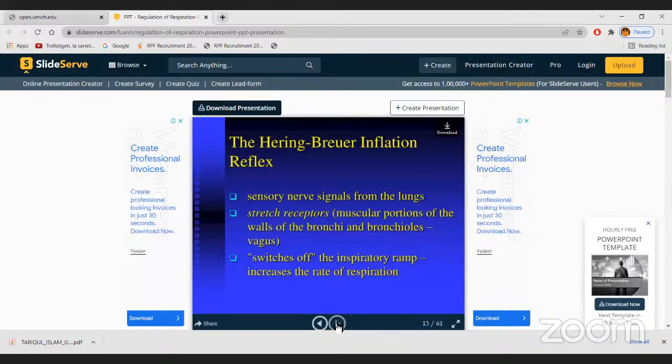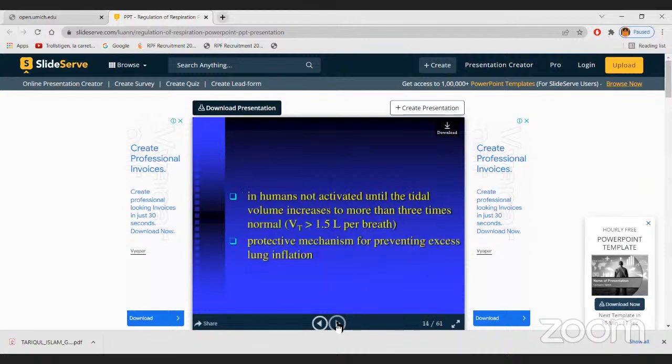Hearing, Hering-Breuer inflation reflex. The sensory nerve signals from the lungs, carried by the vagus nerves, control the respiratory rhythm. The sensory nerve signals from the lungs come from the stretch receptors, the muscular portions of the walls of the bronchi and bronchioles. Via the vagus, they switch off the inspiratory ramp, increasing the rate of respiration.